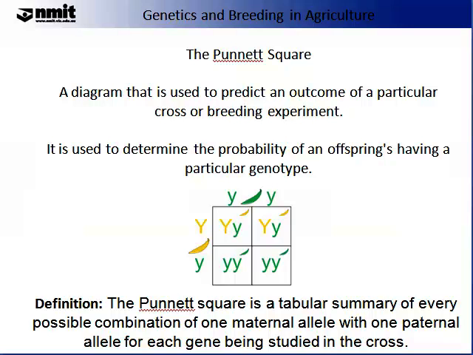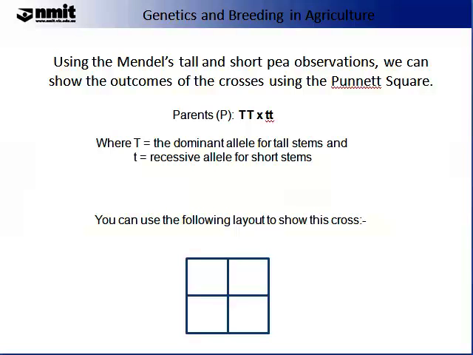The definition of a Punnett square is that it is a tabular summary of every possible combination of one maternal allele with one paternal allele for each gene being studied in the cross. Using Mendel's tall and short pea observations, we can show the outcomes of the crosses using the Punnett square system.